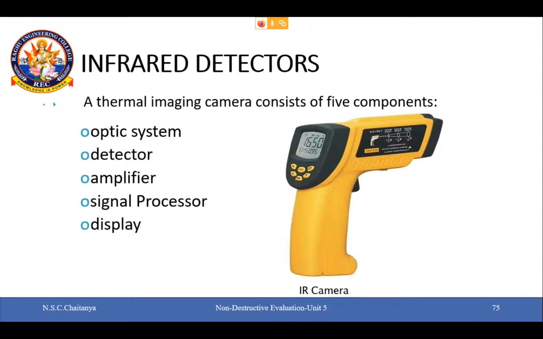These are your infrared detectors. You can see an IR camera there. This is your infrared detector. A thermal imaging camera consists of 5 components. First one is your optic system, which enables it to see. A detector which detects your infrared radiations. Amplifier which enhances the signal, and a signal processor which processes the input signals into something which can be read, or a display which displays whatever is read or converted.